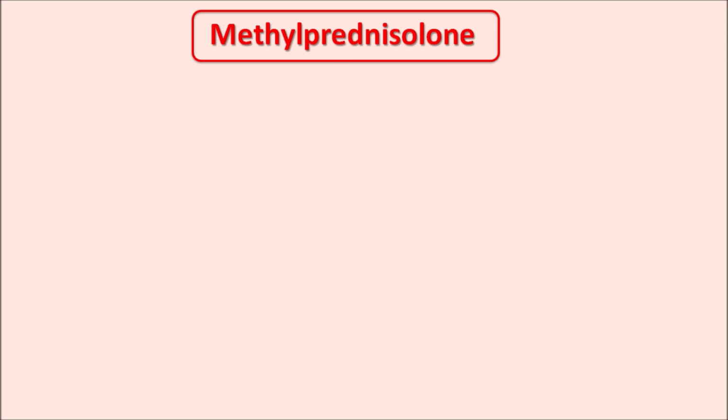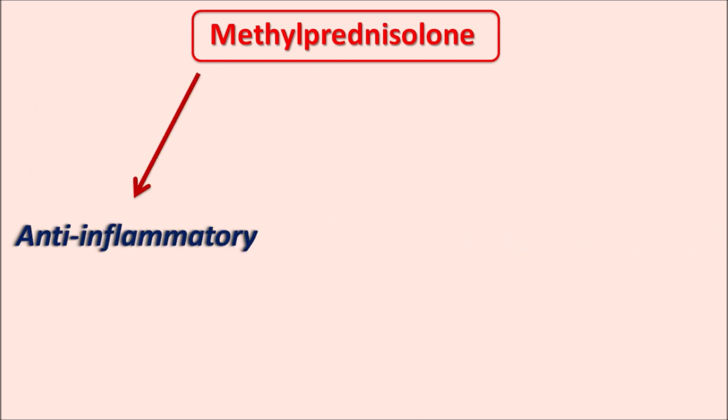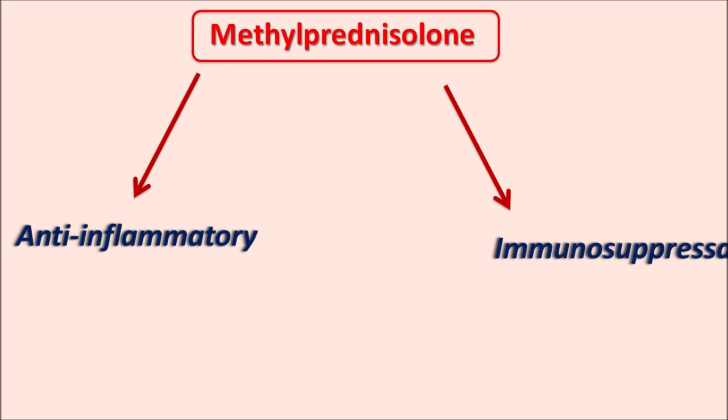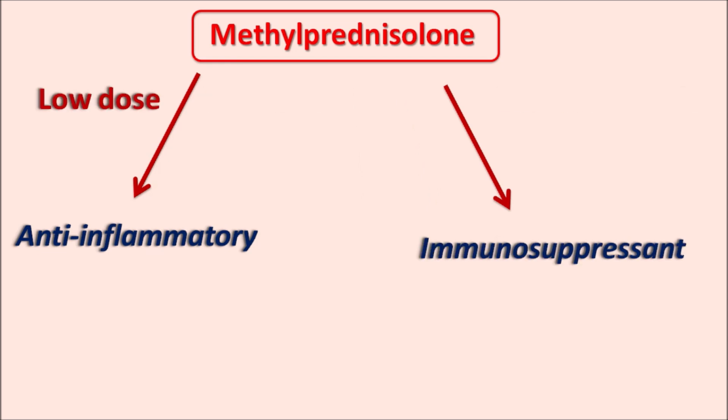What is this drug? Methylprednisolone, well known by its brand name Medrol. This drug acts like an anti-inflammatory agent as well as an immunosuppressant. At a low dose, this drug acts as an anti-inflammatory agent, but at a high dose, it can suppress the immunity, so it can be used as an immunosuppressant.